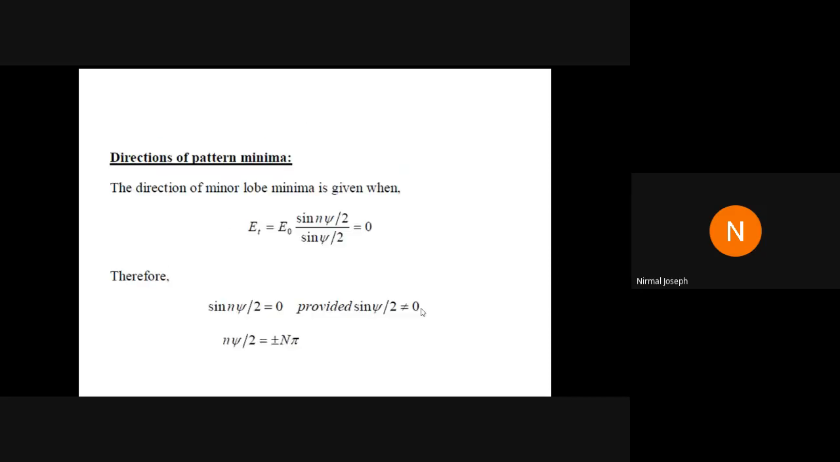Now we are going to find out the direction of partial minimum. The procedure is the same. We are writing the expression for total electric field. P equal to P0 sin(n psi by 2) divided by sin(psi by 2). Minimum means this value should be minimum, or this value should be 0. So sin(n psi by 2) should be 0. Numerator should be 0, provided sin(psi by 2) is not equal to 0. Okay, this will happen if n psi by 2 is equal to plus or minus n pi.